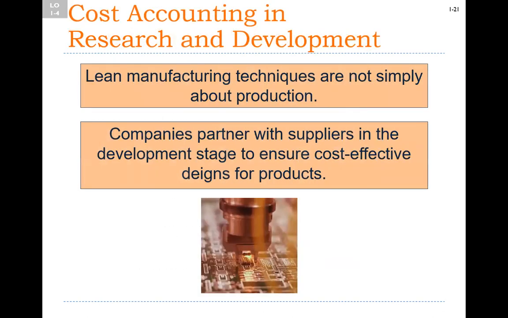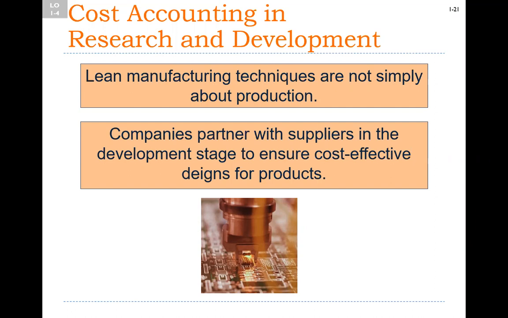So in terms of research and development, how can cost accounting help with research and development? Well, we have this technique called lean manufacturing. So in lean manufacturing, we try to eliminate as much waste as possible, and we focus on being efficient and effective, particularly cost effective. So all in the design of our product. We ensure at the very beginning that we are designing the product in the most cost effective way.